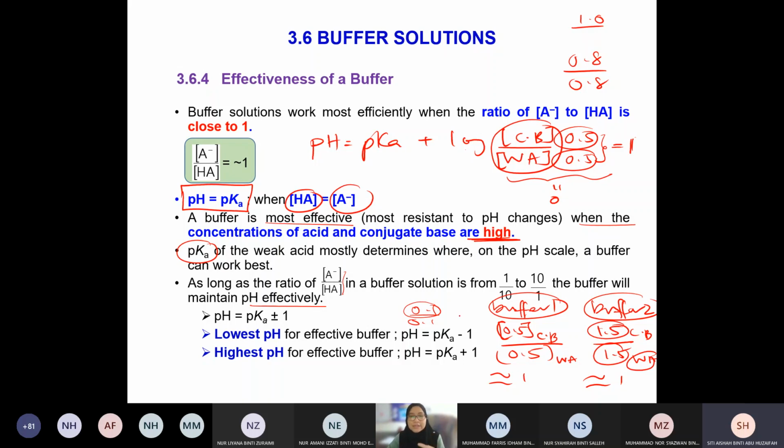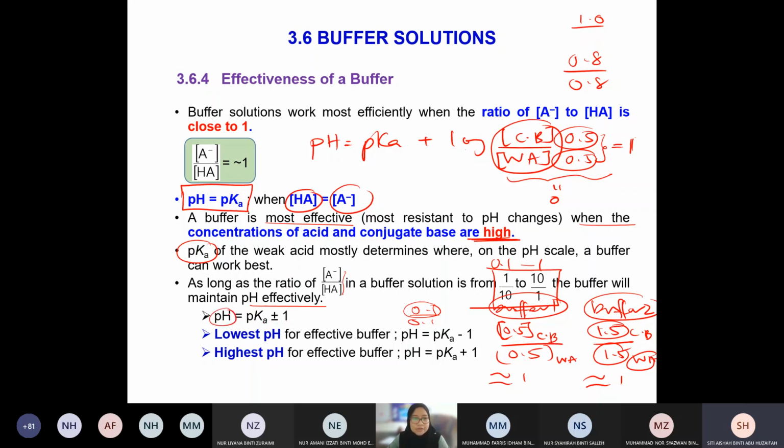Okay, so kita still can prepare the buffer within this range. 1/10 to 10/1. Apa maksud ni? 1/10 kan 1/10, 0.1, 10/1 is equal to 1. Betul tak? 1/10 to 10. Okay, this is like plus minus guys. So kita boleh kata that the buffer still can behave effectively. So pH is equal to pKa plus minus 1.